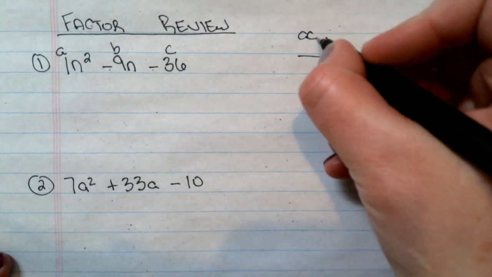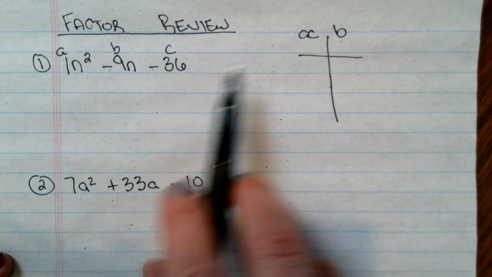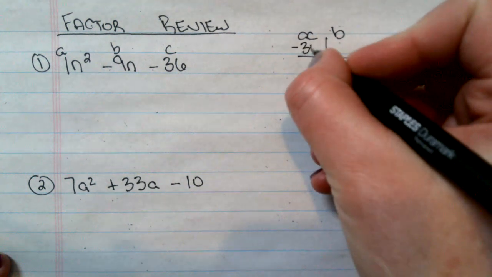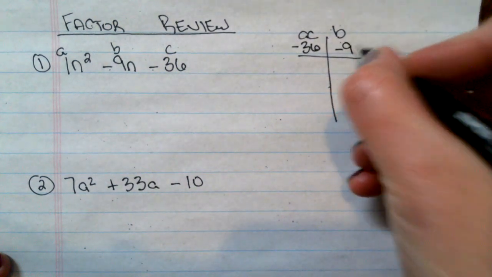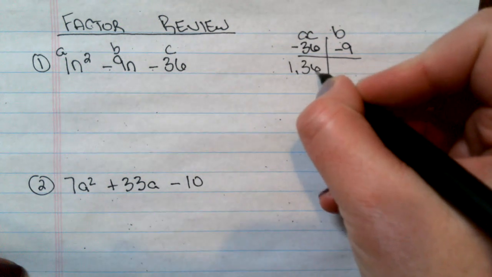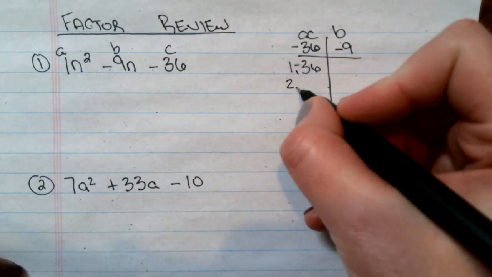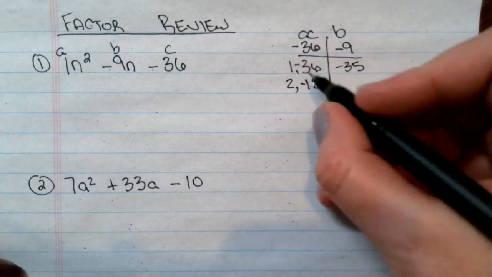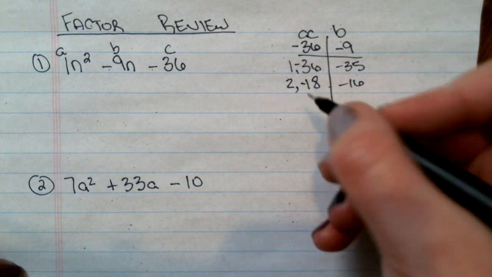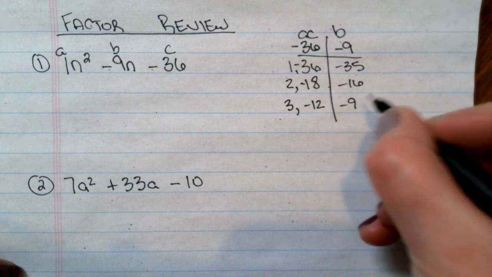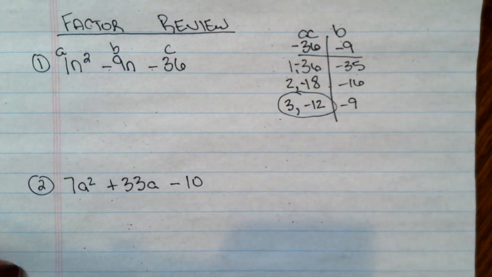So we make an ACB, or a product sum chart. You're taking A times C. So we need factors of -36 that add up to -9. All right, so we have 1 and 36. Nope. We have 2 and -18. So that's -16. Nope. We have 3 and -12. Yep, that is my winner.